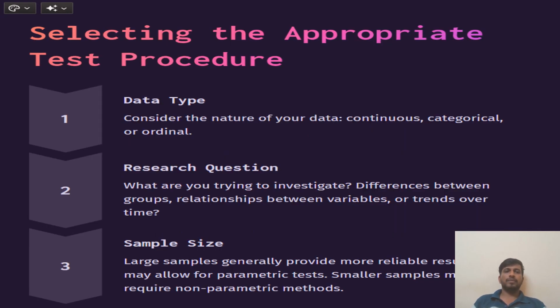Selecting the appropriate test. Consider the data type: the nature of the data, continuous, categorical, or ordinal. Research question: what are you trying to investigate, differences between groups, relationships between variables, or trends over time? Sample size: large samples generally provide more reliable results and may allow parametric tests, while small samples require non-parametric methods.